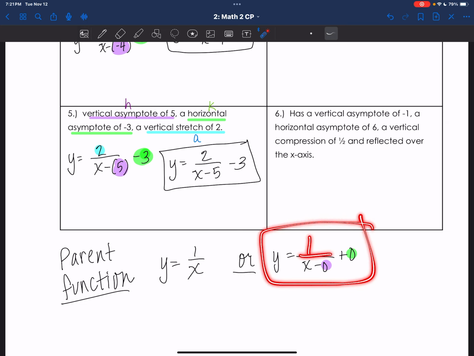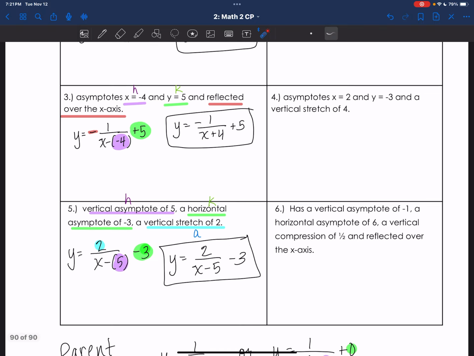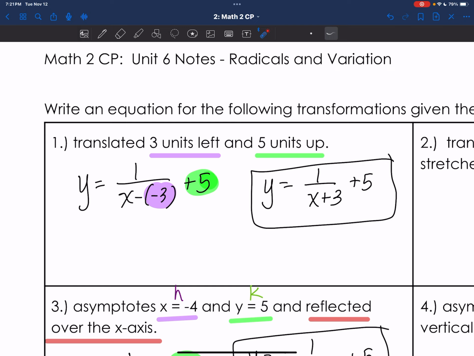So if you've got 1 over x minus 0 plus 0, so if there's any change to here or here, or up here, you know that there was some sort of transformation. So let's look here. If you went left 3 units, and remember it's always x minus, so then that's going to give you x plus 3. So you know you went 3 units left, and this plus 5 is 5 units up. All right, put that all together, so that's your transformations.